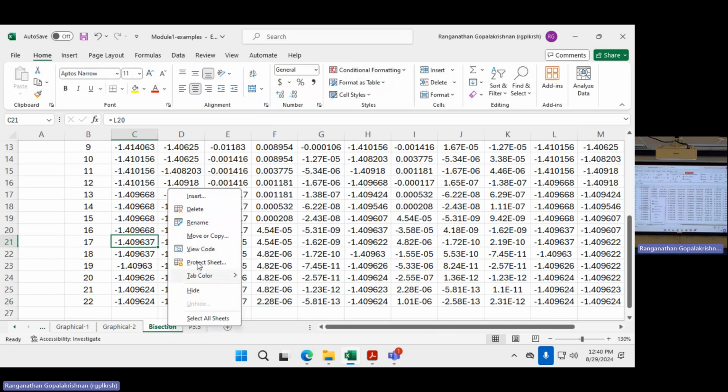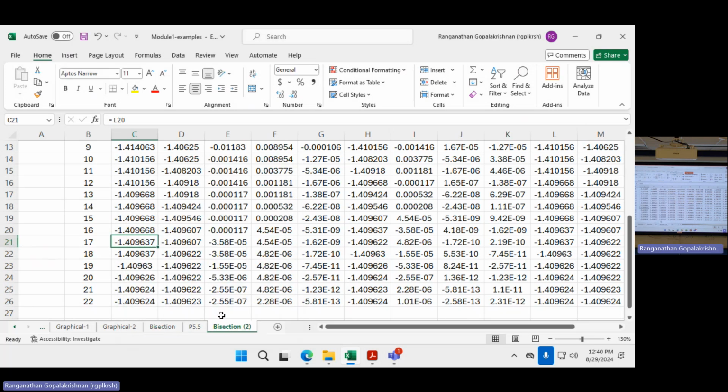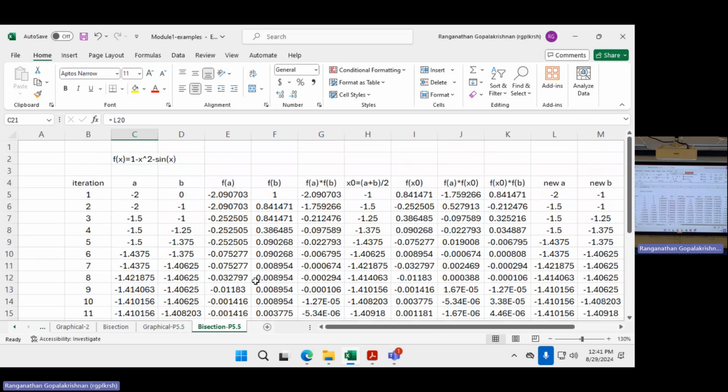So I'm going to say bisection, copy this, move it to the end. This is bisection problem 5.5. I have only 5 minutes left. We'll see. Graphical problem 5.5. All right, bisection. Here's my function, x squared minus sine x. You tell me what of this should be changed and what of this we don't have to touch.